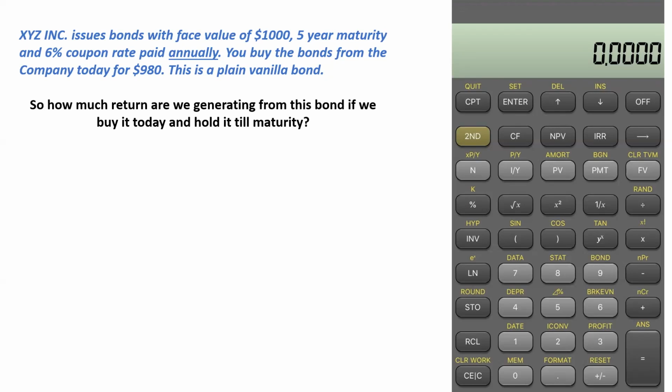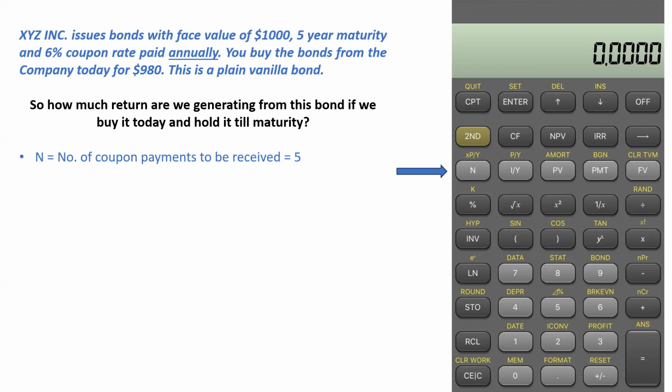So let us solve the first sum. XYZ Incorporation is issuing bonds with a face value of $1,000, 5-year maturity, and a 6% coupon rate paid annually. You're buying these bonds from the company today for $980. This is a plain vanilla bond, which we have already seen. So how much return are we generating from this bond if we buy it today and hold it for the entire 5-year duration? This arrow is pointing out the buttons that we are going to use, so you will be referring to the third row.